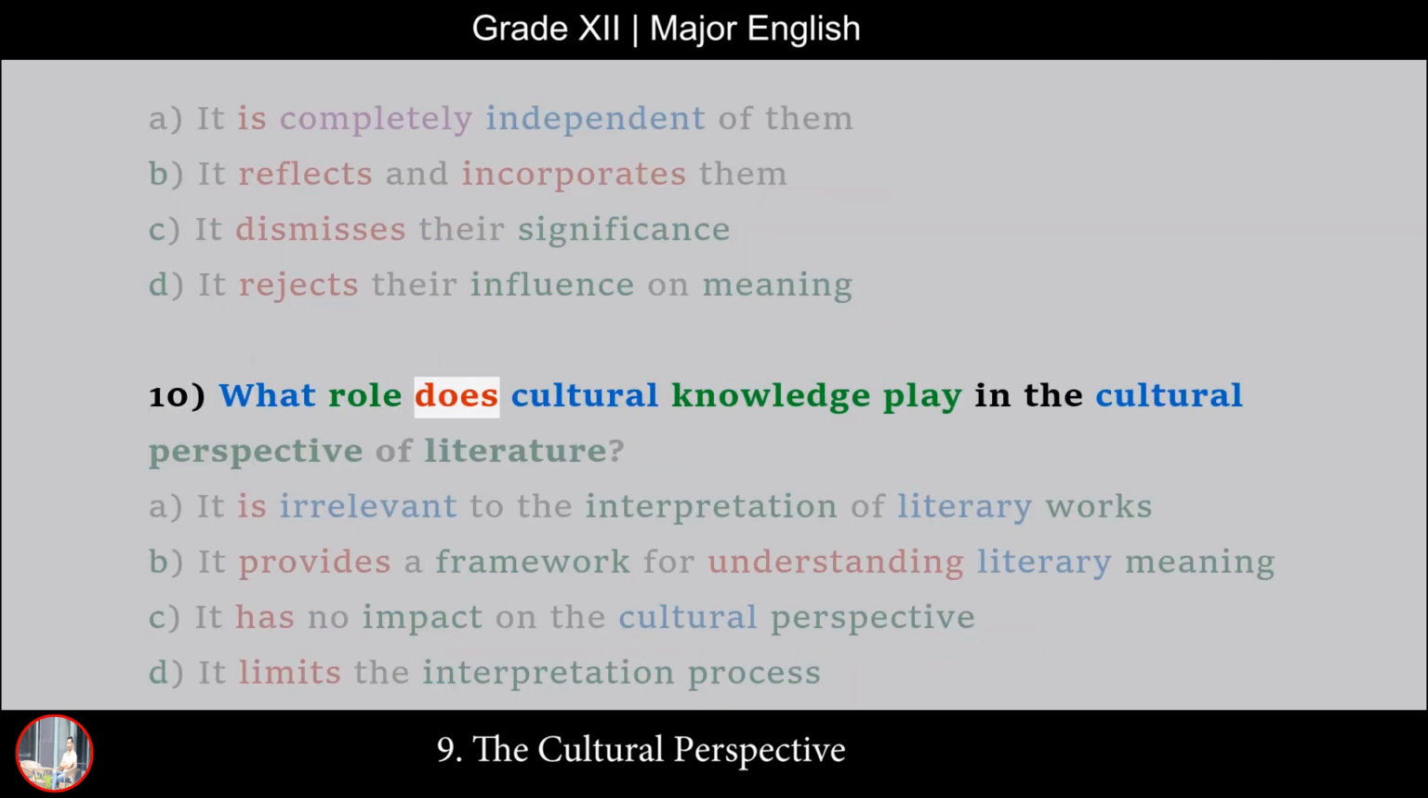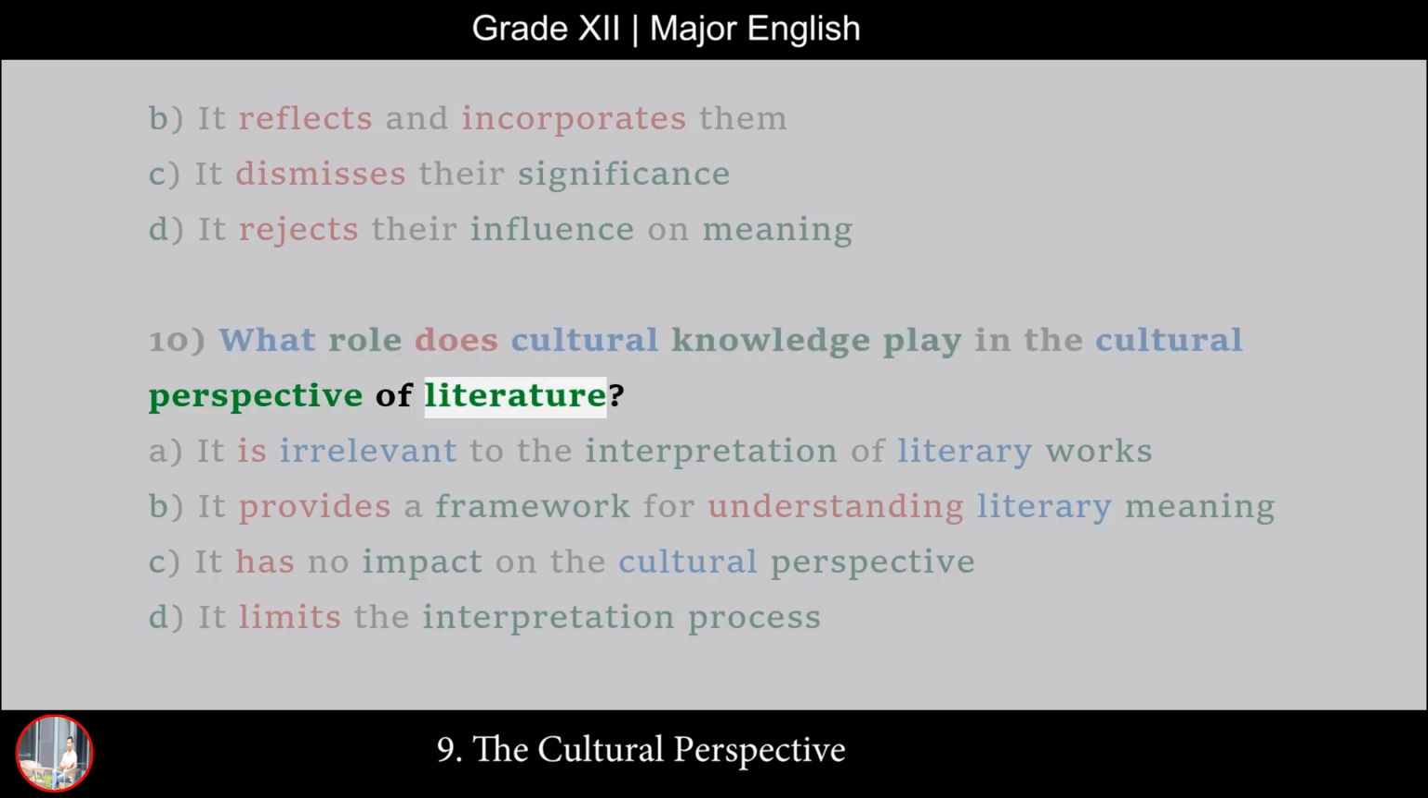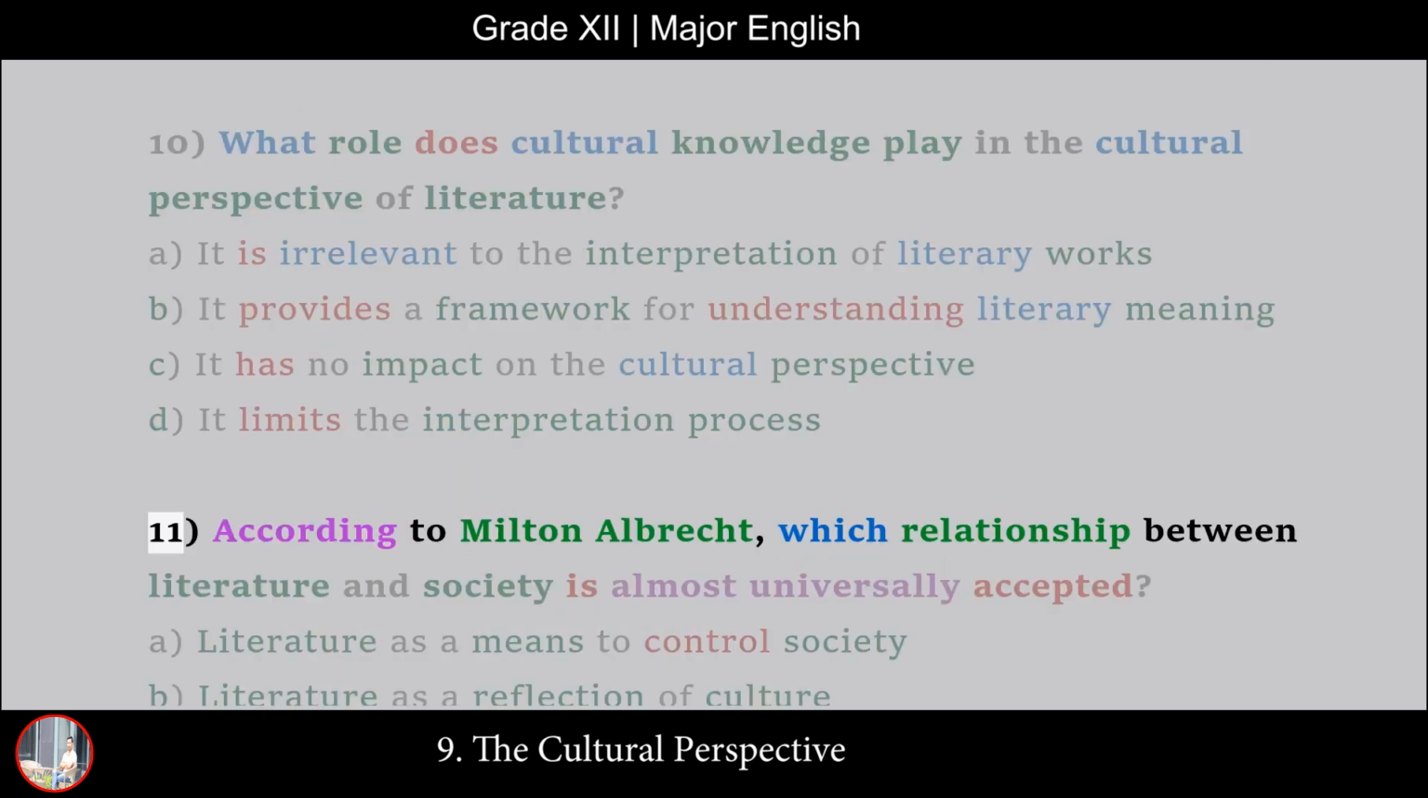10. What role does cultural knowledge play in the cultural perspective of literature? A. It is irrelevant to the interpretation of literary works. B. It provides a framework for understanding literary meaning. C. It has no impact on the cultural perspective. D. It limits the interpretation process.